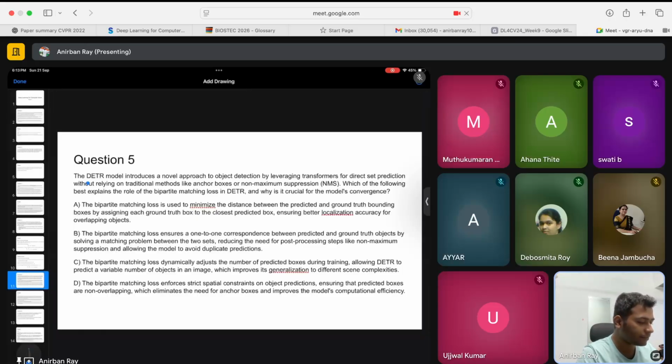So we have the DETR model. This is a novel approach to object detection by leveraging transformer direct set prediction. So this is an architecture specifically for object detection. Yeah, I did it so badly that I cannot read now. Without relying on traditional methods like anchor boxes or non-maximum suppression, which of the following best explains the role of the bipartite matching loss in DETR? Why is it crucial for the model's convergence?